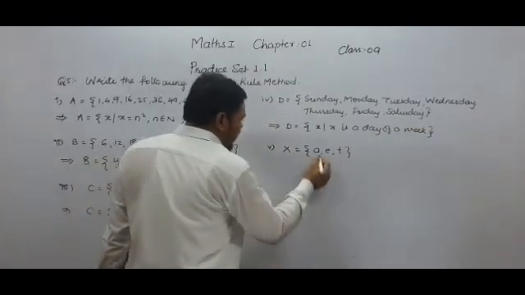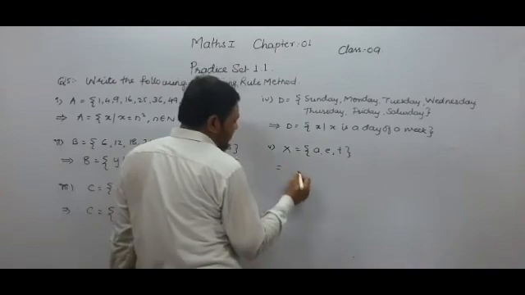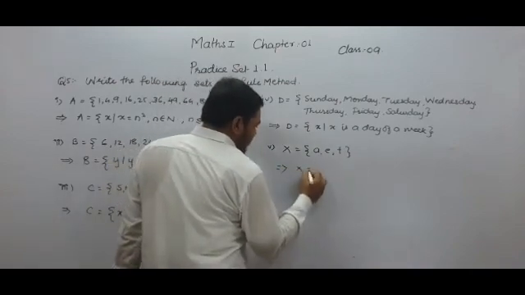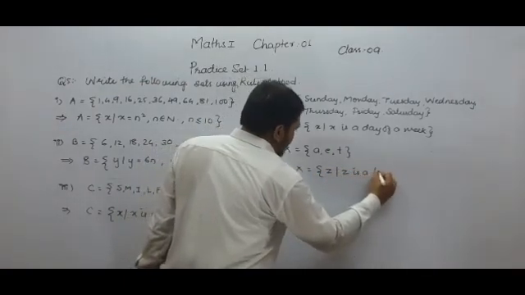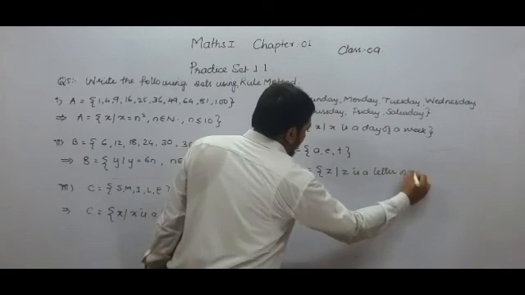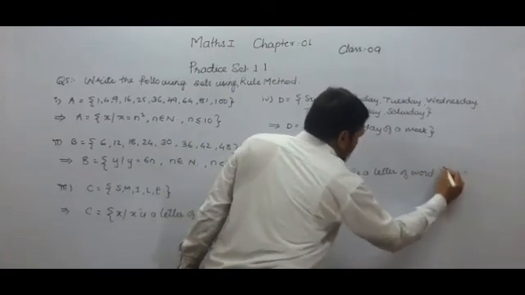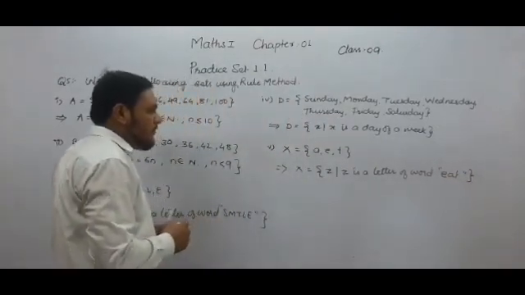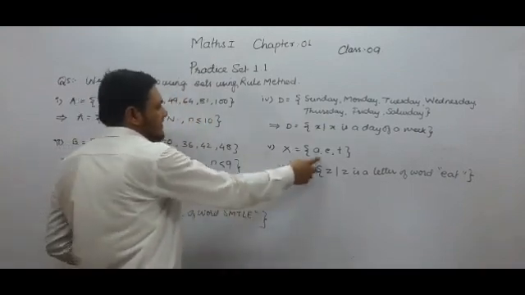Now the last one is X is equal to a, e, t. These are the letters of the word eat. So X is equal to curly bracket z such that z is a letter of the word eat, or you can say tea, or ate. You can make any words from these letters.